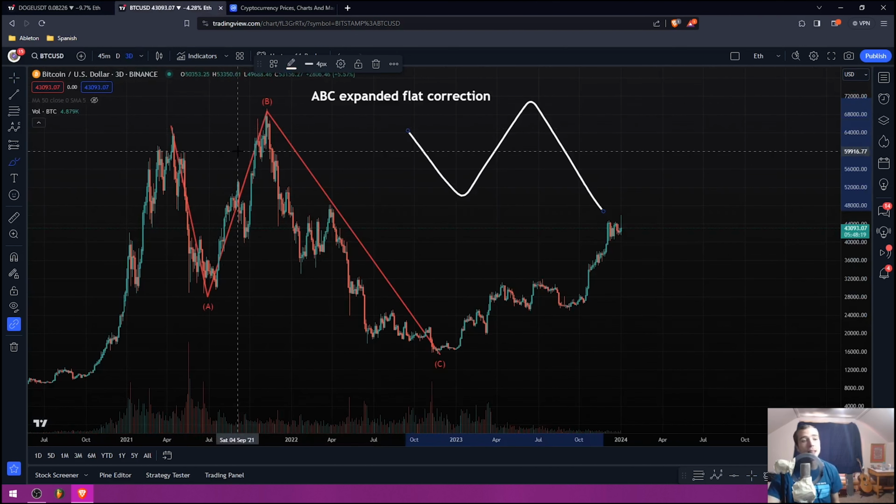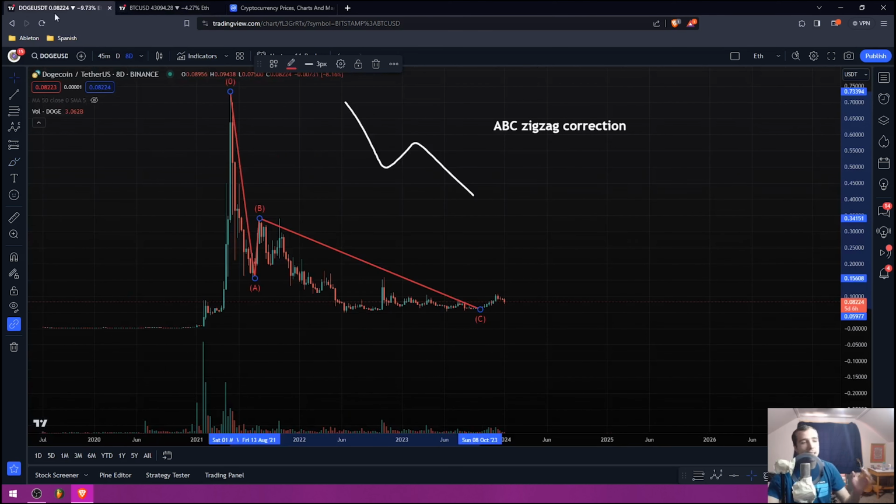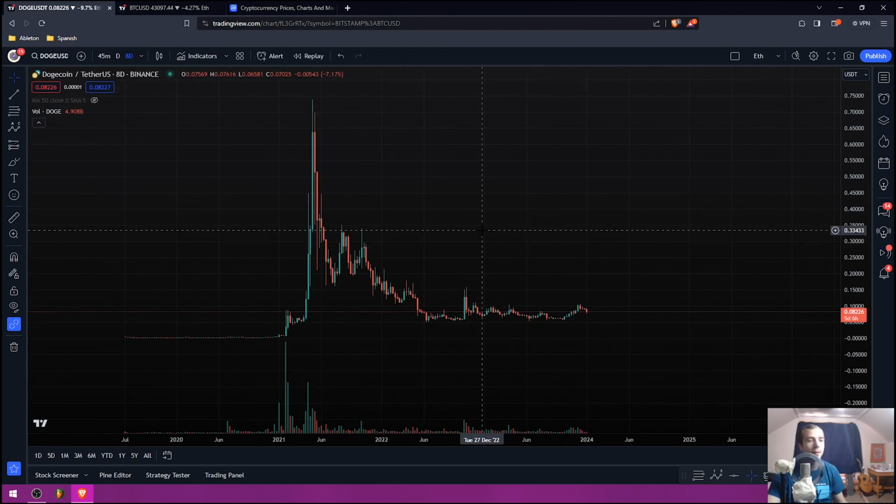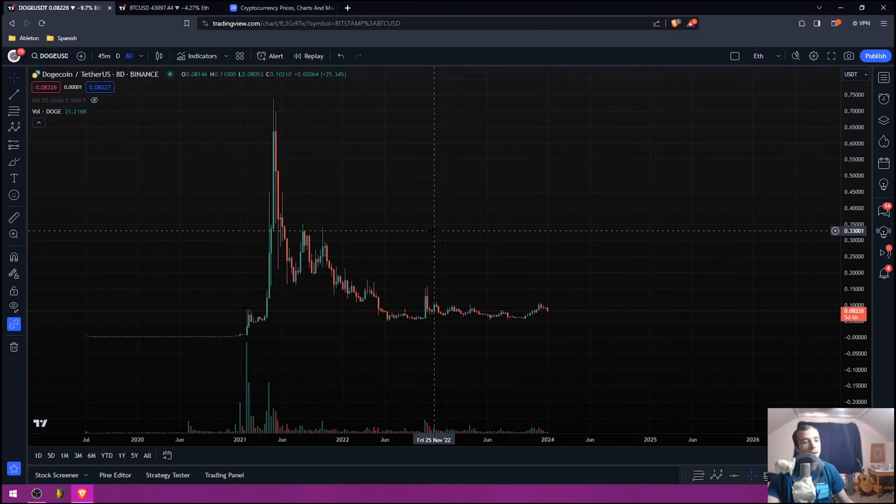And that happens after an expanded flat ABC correction as well. There's not a difference in the opportunity. There's only a difference in the shape of the pattern. So cycling between these two, this is an ABC expanded flat correction on Bitcoin, and this is an ABC zigzag correction on Dogecoin. So let's talk about Dogecoin price a little bit here and what could happen.